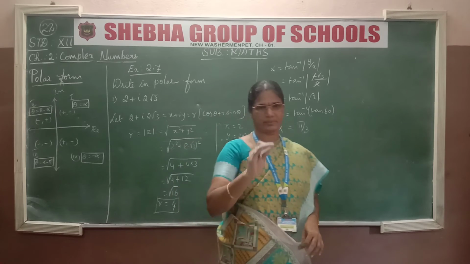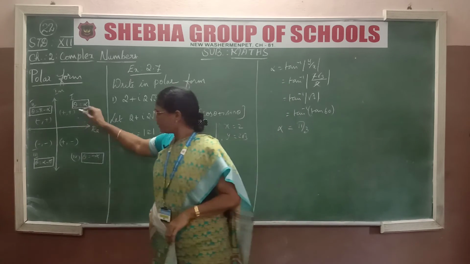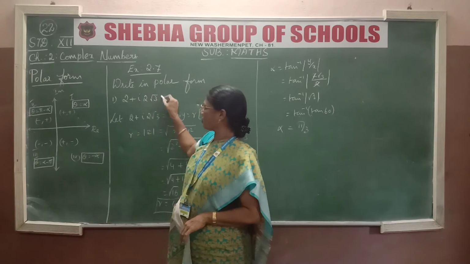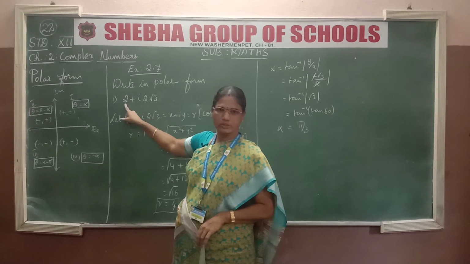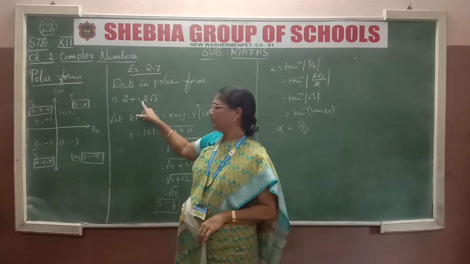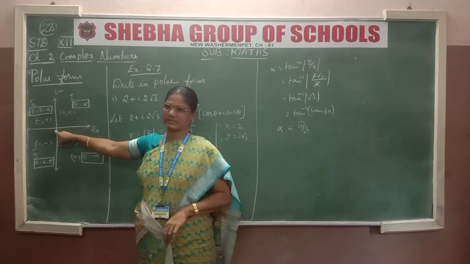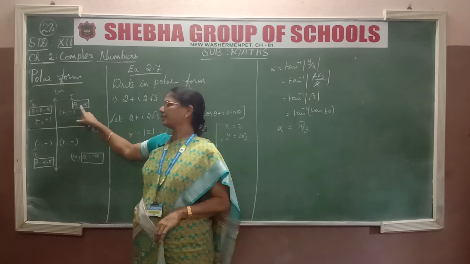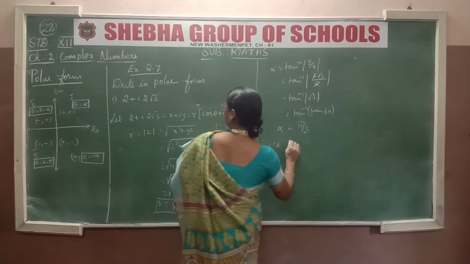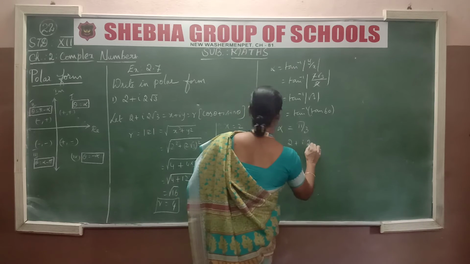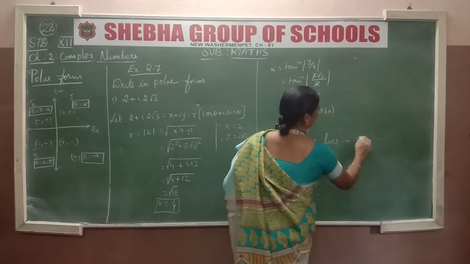So, first find the principal value. How to find the principal value? First find which quadrant it lies in. This complex number lies in which quadrant? Listen, our real part is positive and imaginary part is also positive. So, plus plus lies in the first quadrant. That's it. So, first quadrant means theta equal to alpha. Since our complex number 2 plus i 2 root 3 lies in the first quadrant.